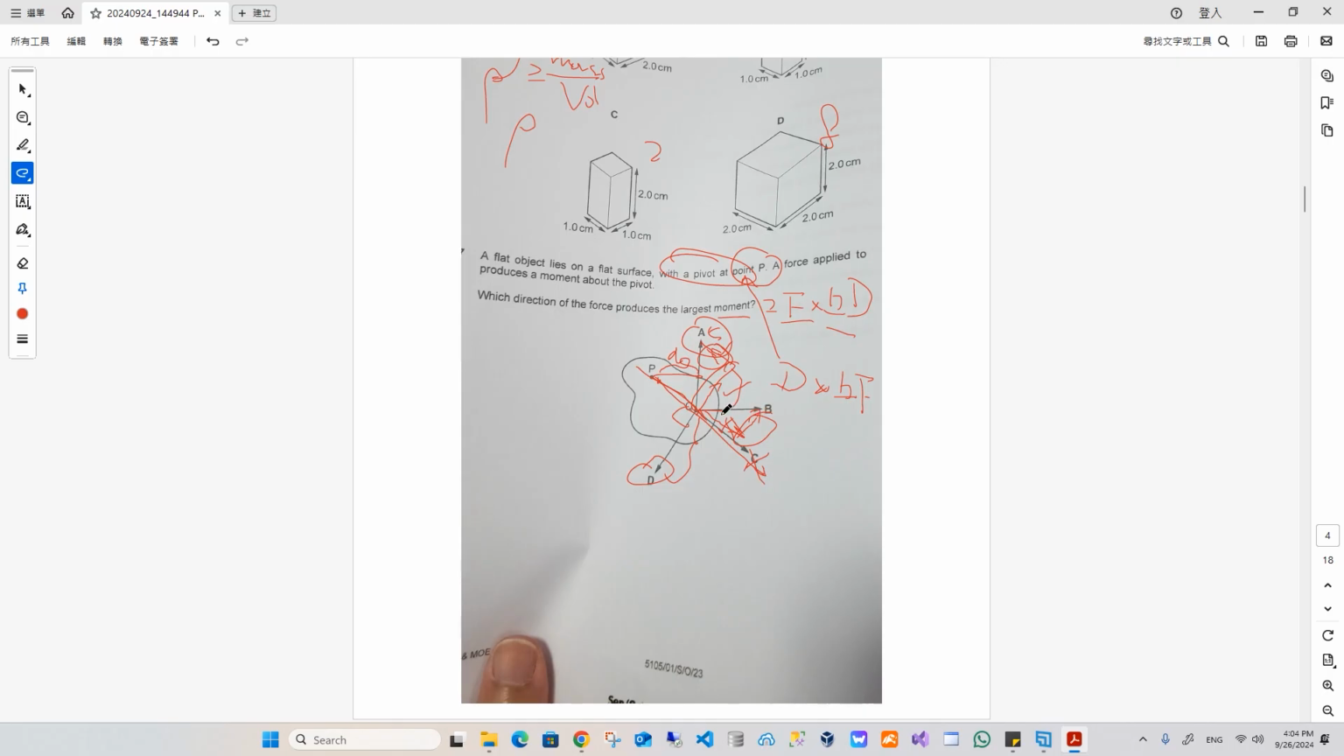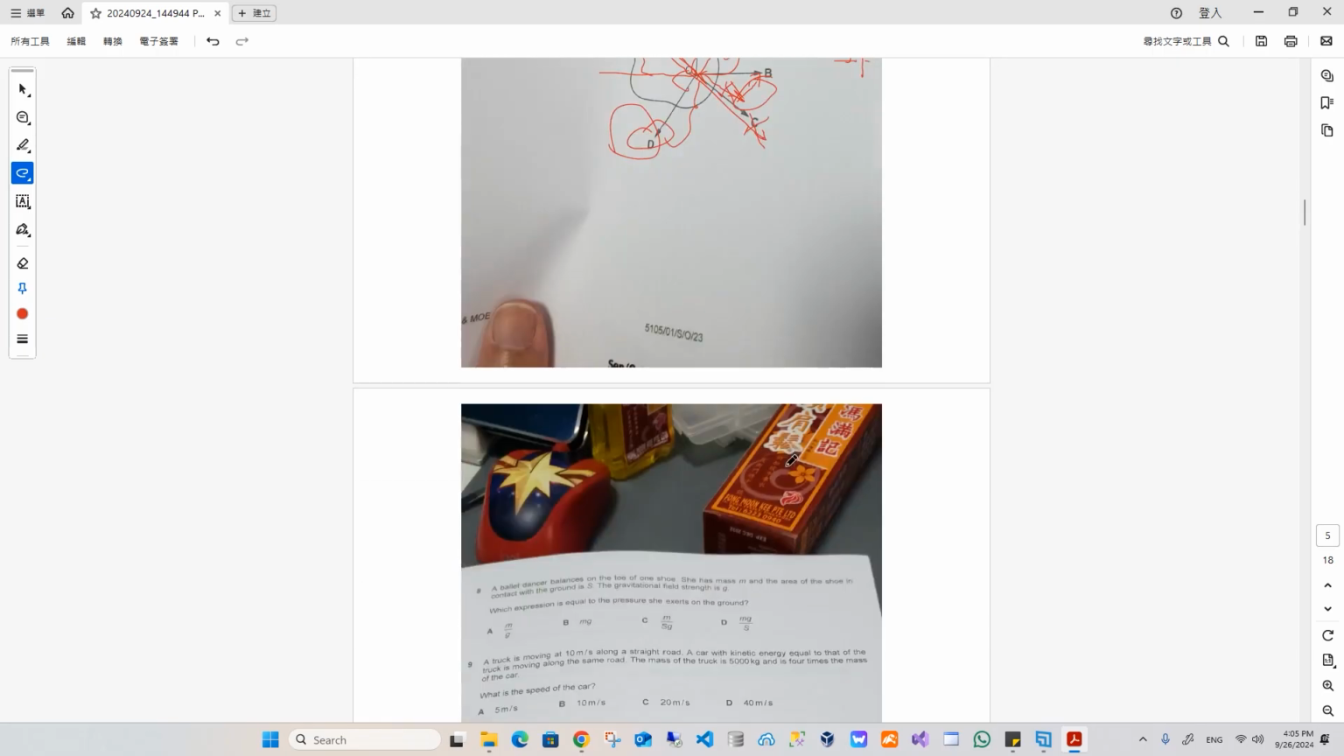For B, you resolve the force that way, then you find the perpendicular distance is only a tiny bit like that. You can do that also, up to you. For me, I fix the distance and use the perpendicular force. It doesn't matter. So the largest moment, the answer is D. Got a question? Just ping me.